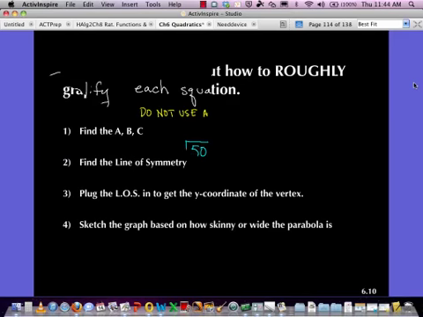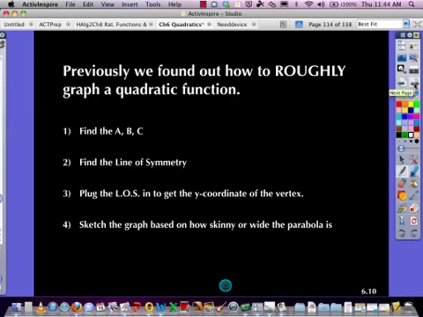Okay, moving forward. A couple of reminders. We have been finding how to graph a rough graph, we'll call it, of a quadratic function. We found the a, b, and c values. We find the line of symmetry. Remember that shortcut for line of symmetry was opposite of b over 2a, and that's the x value. So x equals the opposite of b over 2a because it's our vertical line that cuts the parabola in half exactly.